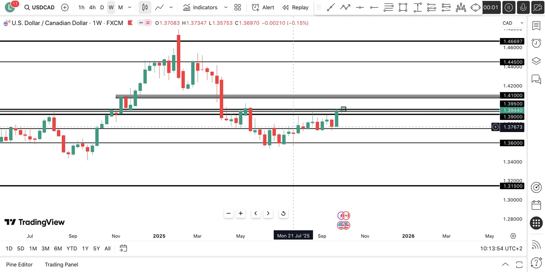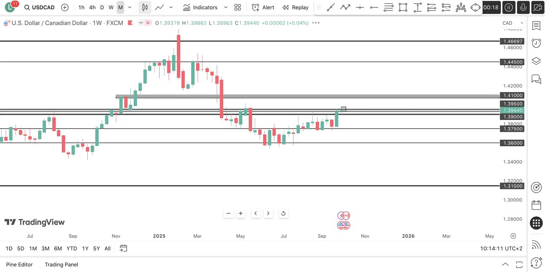For this week, we'll be looking at a couple of pairs, especially how the monthly candle ended. I'll tell you this: every month, when there is a new monthly candle, you have to look at how the previous one ended. I'll show you why and how important that is.